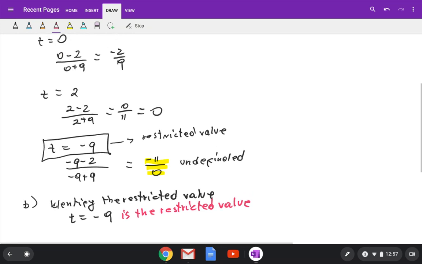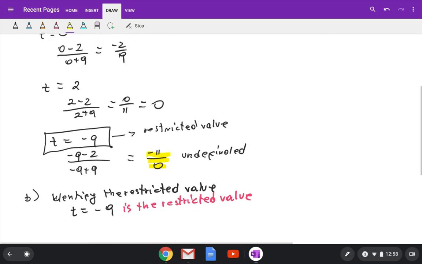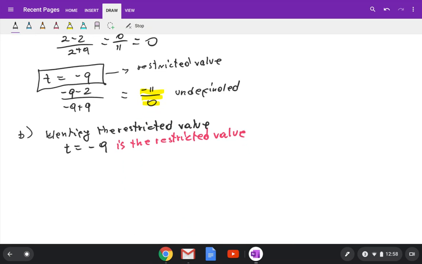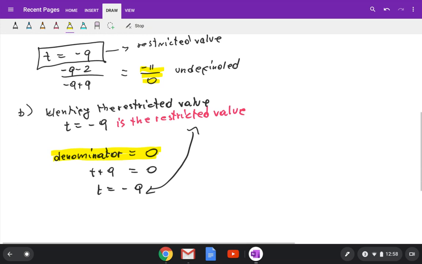And another way to find the restricted value, you will go back to your original rational expression. You take the denominator and you make that equal 0 and you solve the equation. So the denominator was t plus 9. If you make that equal 0, you'll end up with t equal -9, which is the restricted value. Okay, so again, to find the restricted values, denominator equals 0. This is what you do. So that was number 1.